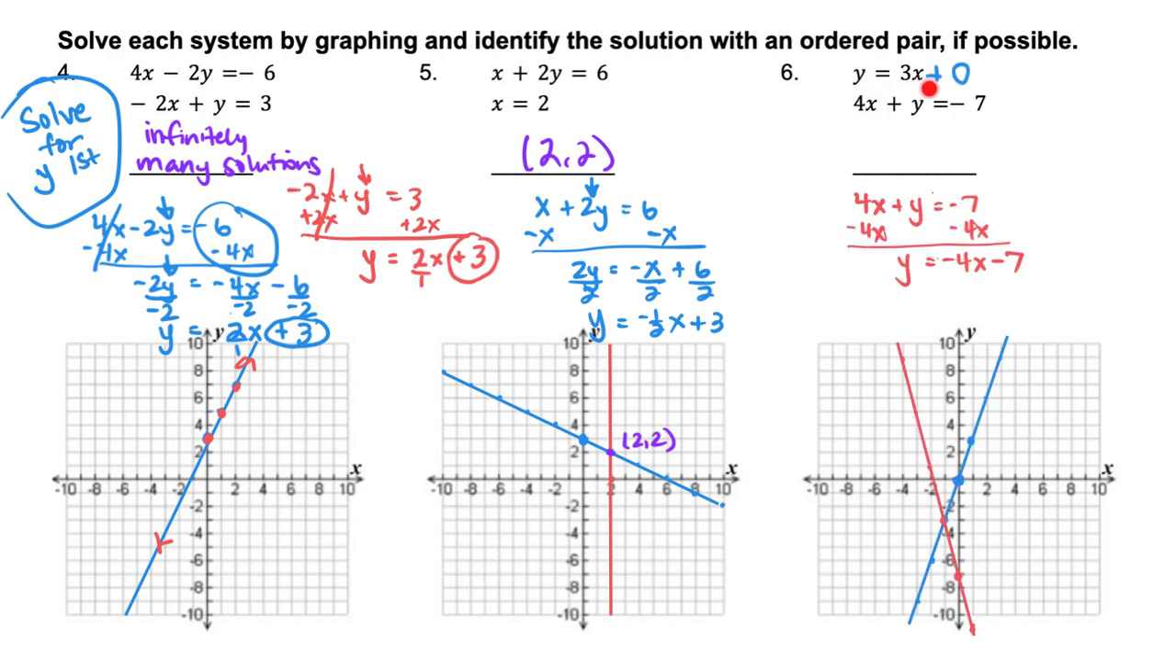My top line was already in slope-intercept form, so I just needed to look here, and because it was just y equals 3x, there is no value being added or subtracted, so I can think of that as 0. So I started here at 0, 0, and then I went up 3 to the right 1, up 3 to the right 1, and connected that with the line.